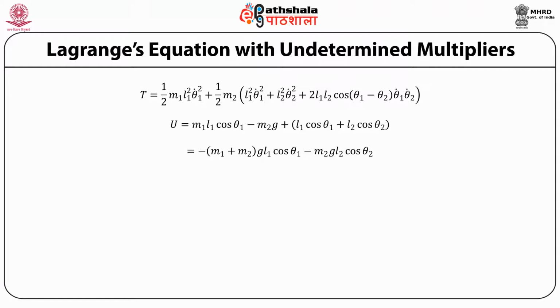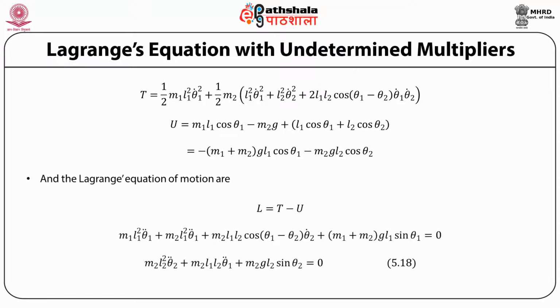The potential energy is given by U is equal to minus m1 g L1 cosine theta 1 minus m2 g (L1 cosine theta 1 plus L2 cosine theta 2), which is equal to minus (m1 plus m2) g times L1 cosine theta 1 minus m2 g L2 cosine theta 2. And the Lagrangian is simply given by the difference between kinetic and potential energies. Now, from these expressions, we can obtain the equations of motion, and it's not always easy to solve this.